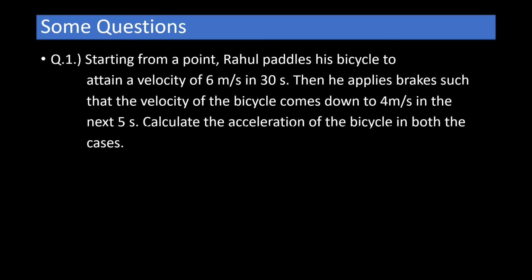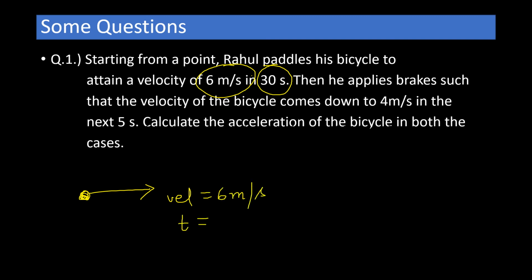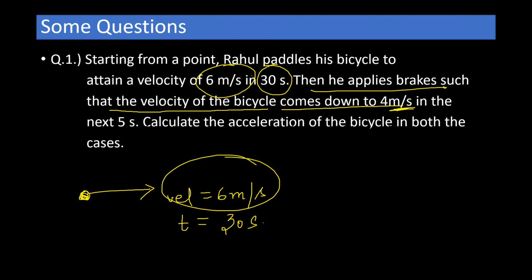Starting from a point, Rahul paddles his bicycle. Let us say this is the point. Rahul paddles his bicycle to attain a velocity of 6 meter per second in 30 seconds. So what is the velocity here? 6 meter per second. What is the time taken to attain this velocity? 30 seconds. Then he applies the brake such that the velocity of the bicycle comes down to 4 meter per second. So from this velocity, he is applying the brake and the velocity is coming down to 4 meter per second.